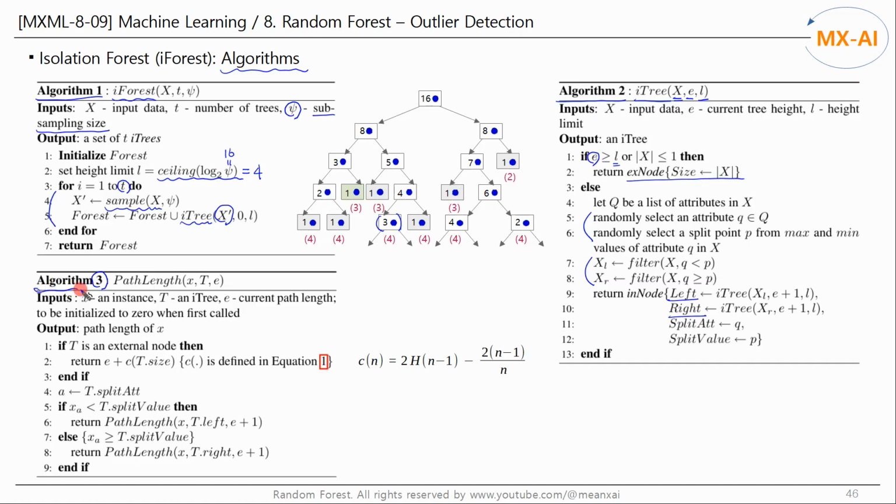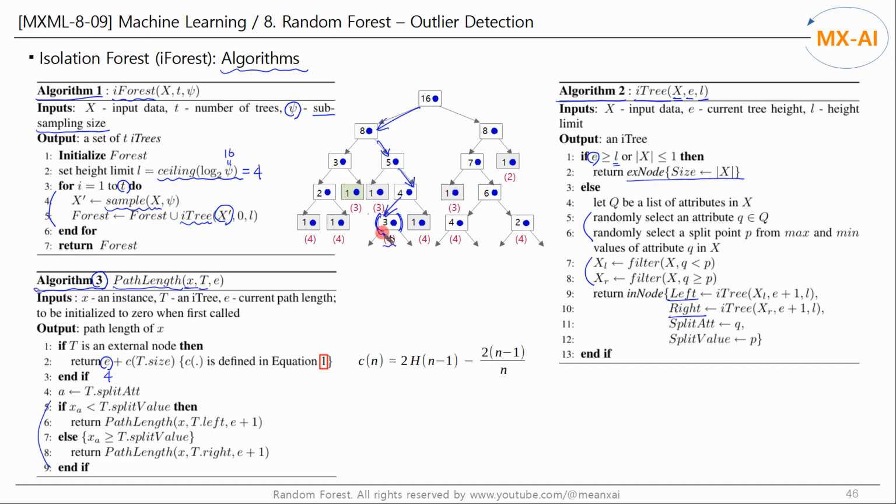Algorithm 3 computes the path length of a sample X in an isolation tree T. The algorithm recursively traverses the tree until it reaches the leaf node that contains sample X. Let's say sample X ends up in the node shown here. The path length from the root node to this leaf node is 4. This value is represented by the variable e in the algorithm.